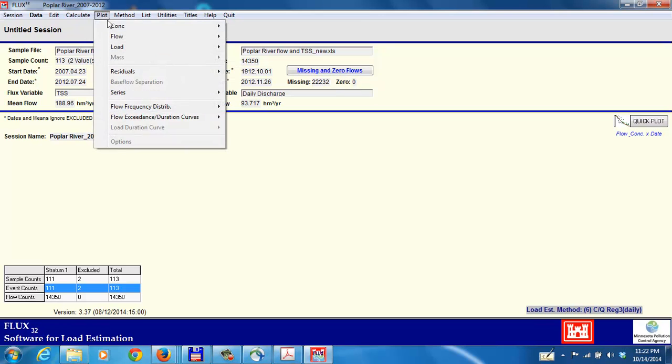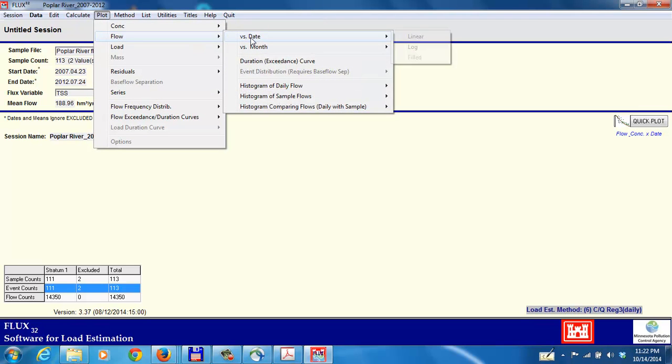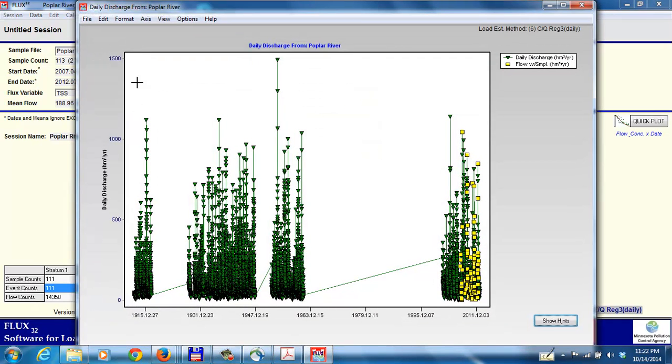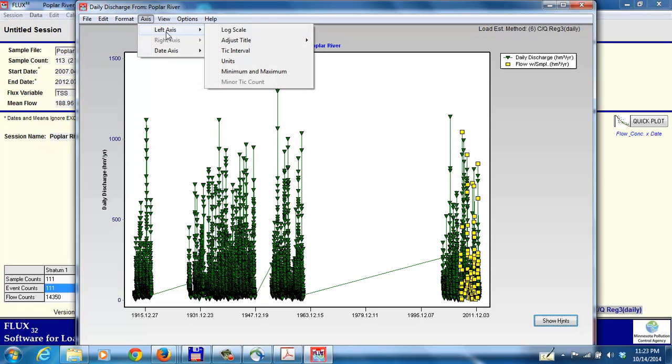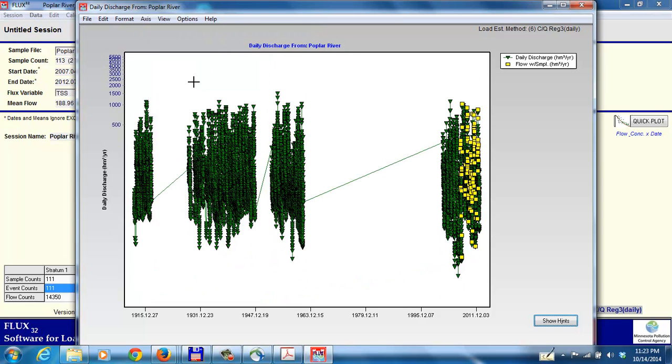One of the plots that's useful here is to plot flow versus date. And we get this one. I showed this actually in the first video. We have flows from 1912 to 2012. The yellow squares are the sample flow data for the last period of time from 2007 through 2012. We can change the scale on the vertical axis to log scale if we wish. And on some plots we'd have time on the horizontal axis or maybe flow, and in that case we could also use a log plot for that as well, but we're not going to do that in this case.